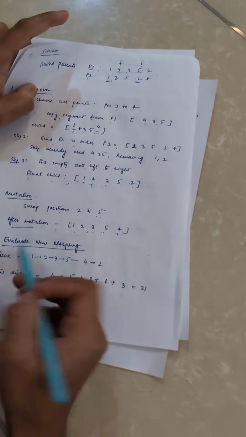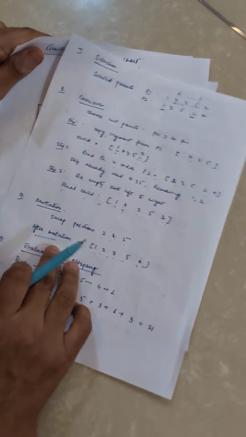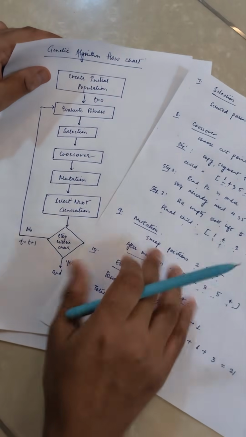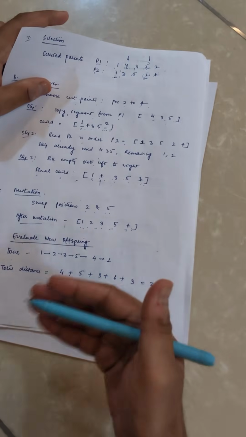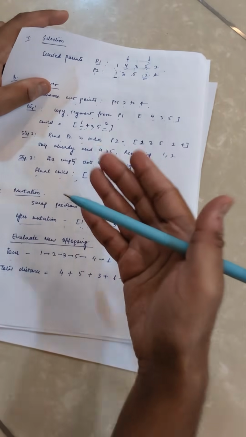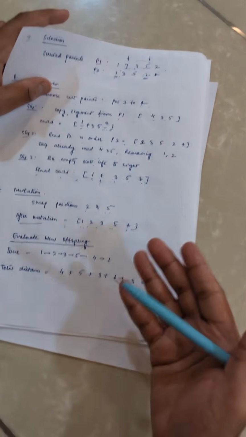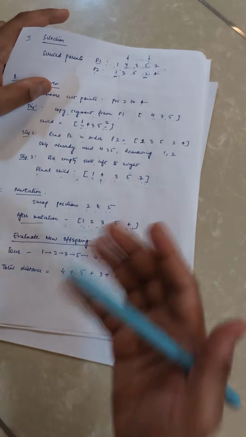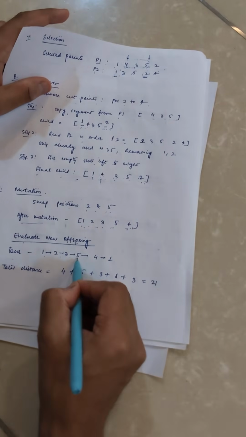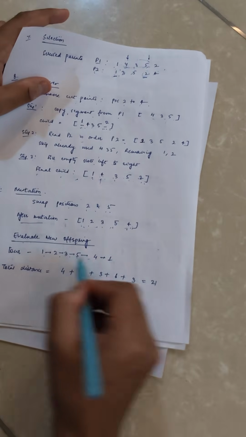So now the next step in the process is to evaluate the new offspring, right? After mutation, we'll evaluate the new offspring and then we'll see if this offspring is any better than the initially randomly selected population of organisms, right? So if you look at it, 1, 2, 3, 5, 4 is ultimately a tour, right? So 1, 2, 3, 5, 4, and then back to 1, how much would it cost us?